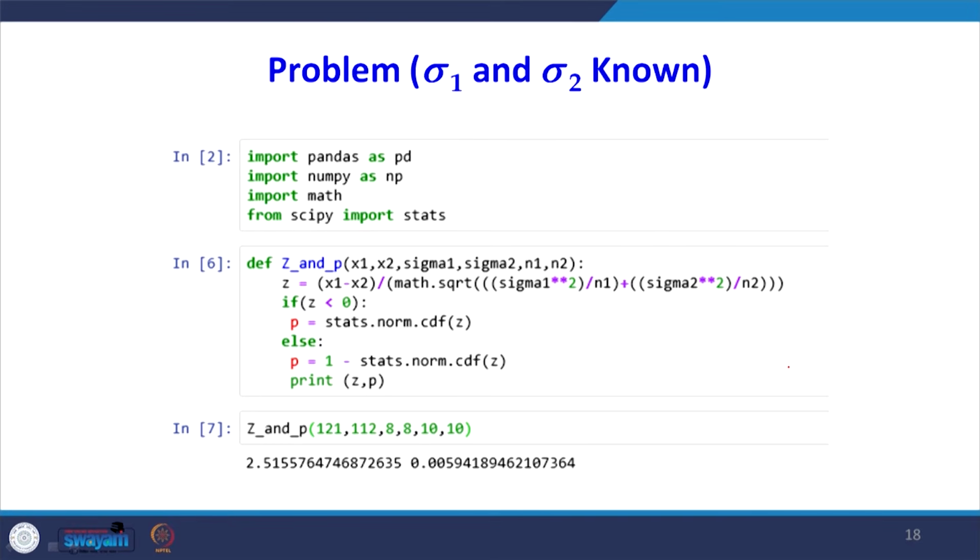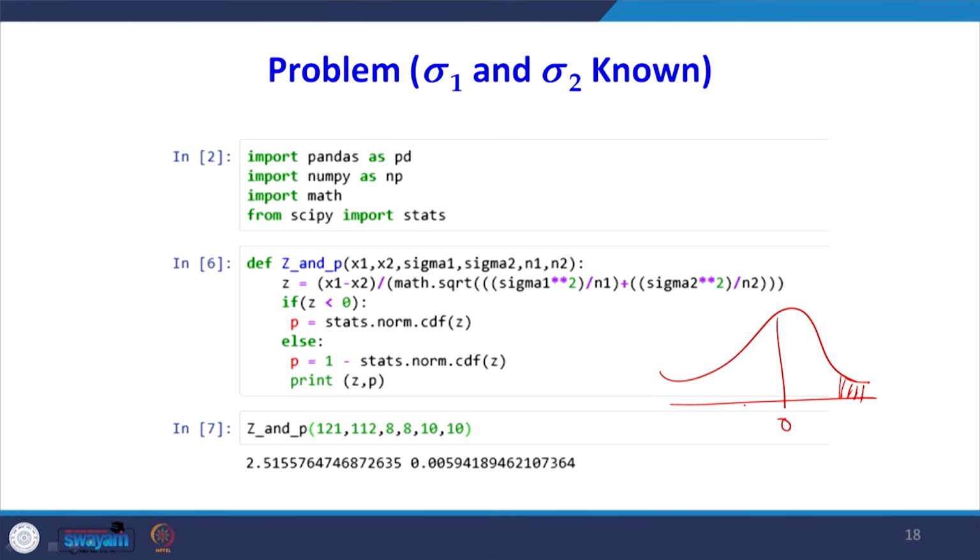If the value of z is less than 0, then the p value is nothing but the actual value; we can read it as it is. If the z value is coming on the left hand side, the p value you can read as it is. But if the z value is positive, we need the right side area. So, 1 minus the left side area will give you the right side area.